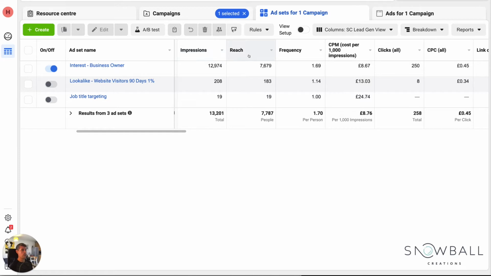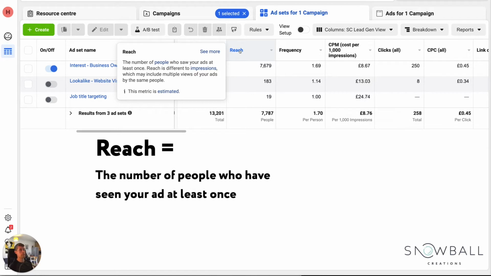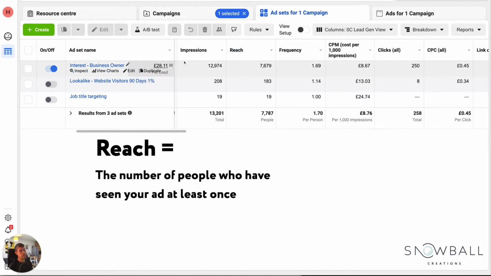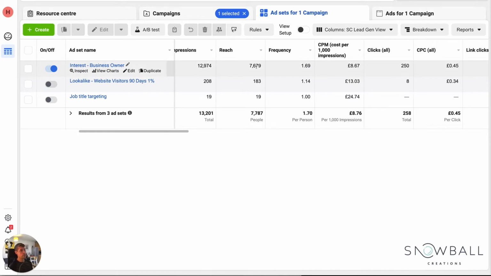But the next one along is reach. So this is much more specifically the number of people who saw your ads at least once. Reach is different to impressions, which may include multiple views. Let's say I have the same ad show up twice in a feed, for example, because I'm just scrolling through. That would mean I've had 2 impressions but 1 reach. And so my frequency is ultimately the combination of these 2 factors.